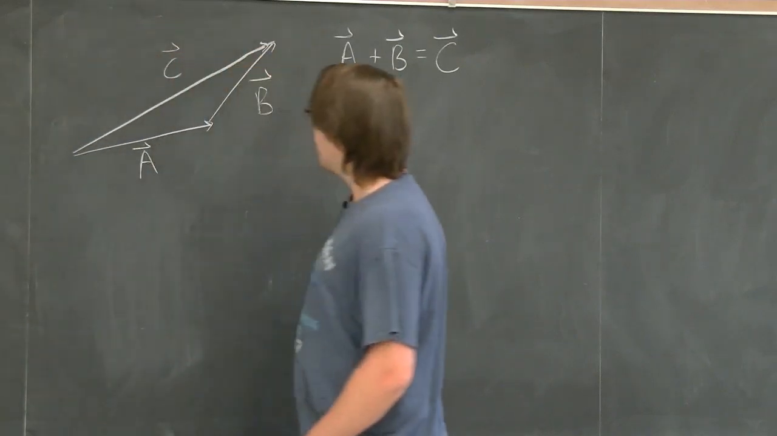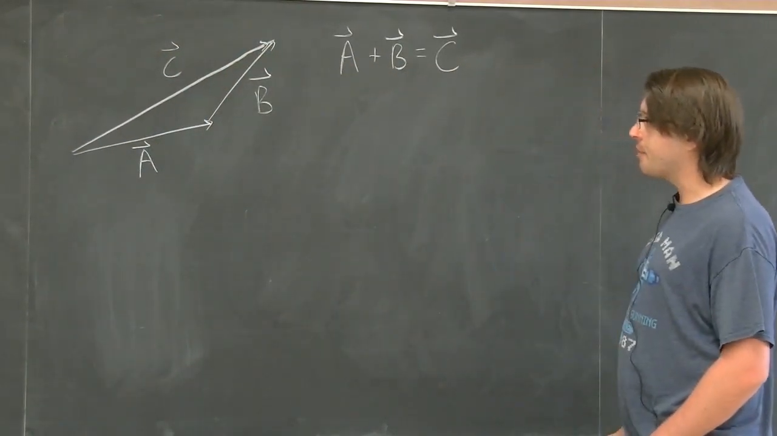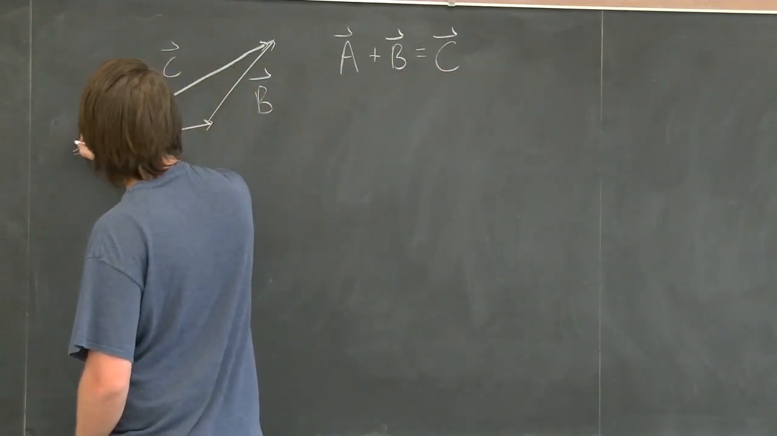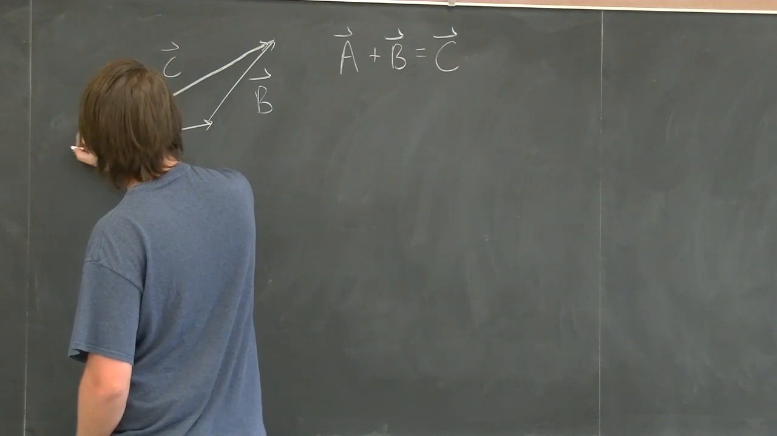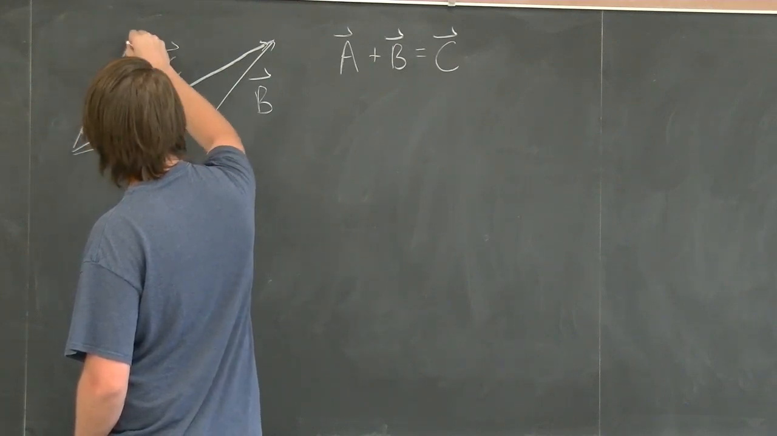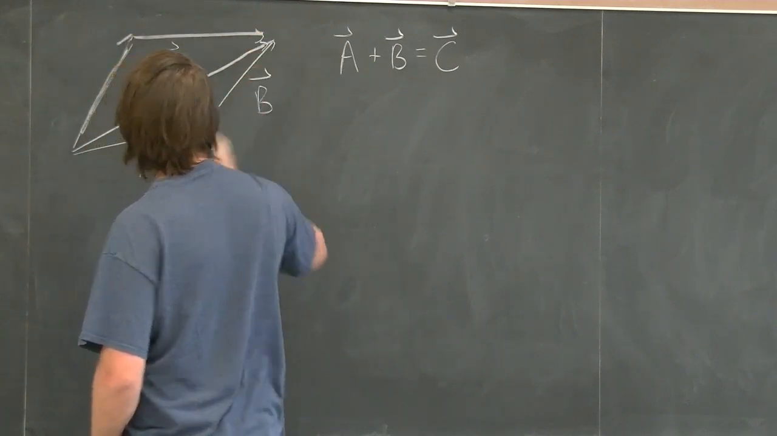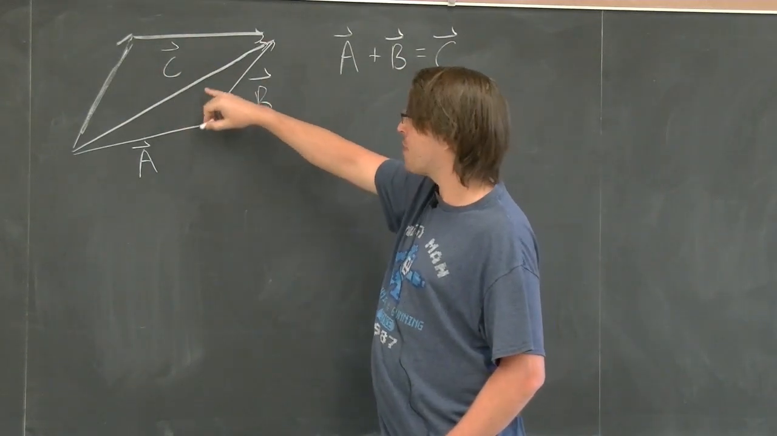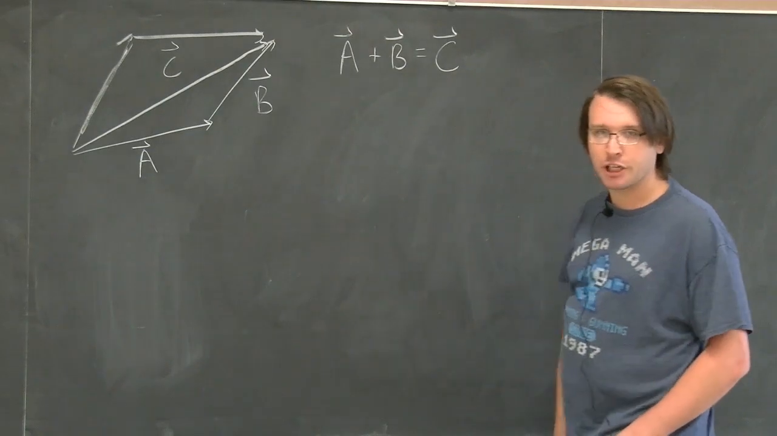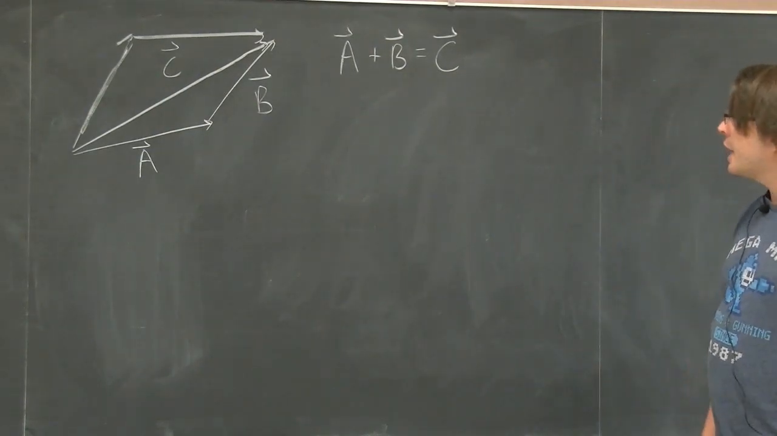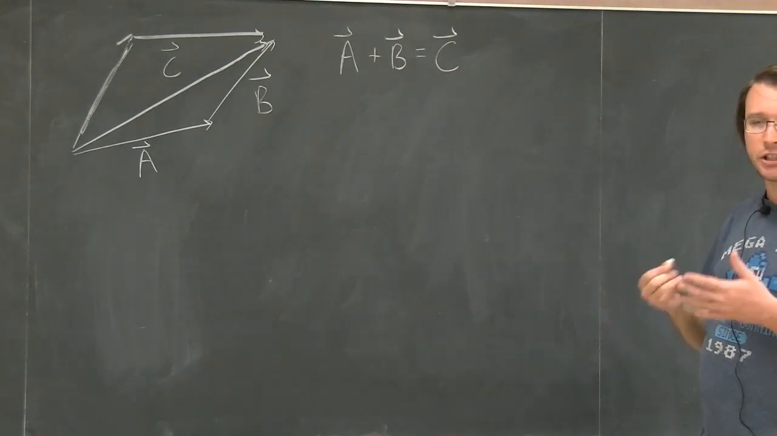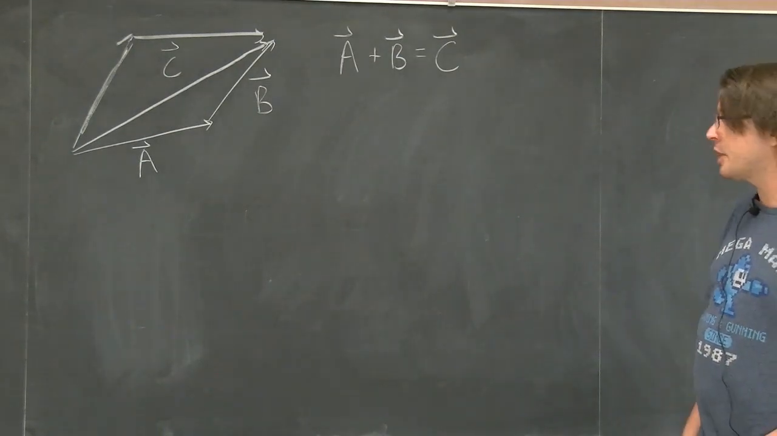So there's C. The reason we call this the parallelogram method is that you could also draw something parallel to B here, and then if you added A to it, you would also get to the same point there. The drawing isn't that great, but you form a parallelogram, which is a four-sided figure with two sets of parallel sides. If you have more than two vectors, then it becomes a polygon just because it can have more sides once you add more vectors.